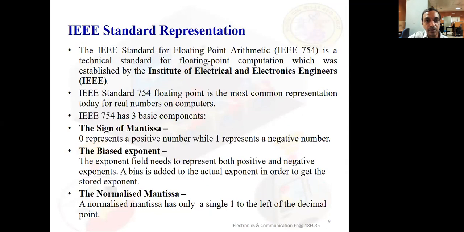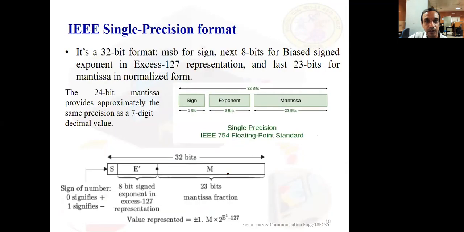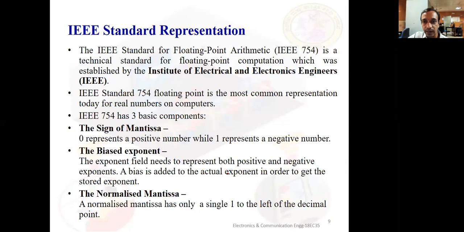This is a general format, but the IEEE, Institute of Electrical and Electronics Engineers, is a standards organizing body for the world to develop standards for representation of numbers and other technical aspects. IEEE has come up with a standard called IEEE 754 for floating point computation, and IEEE 754 is the most common representation of real numbers.